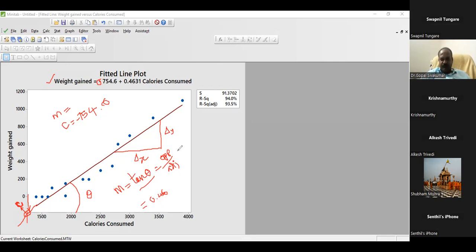Now find out the ratio. The ratio is nothing but del y by del x. What is this del y by del x? Tan theta. Very good. That is also equal to the tan theta, because del y is nothing but opposite side, and del x is adjacent side. Whichever method is convenient to you, finally you will be getting this value only, which is 0.46. But Minitab is doing all the job for you, isn't it?